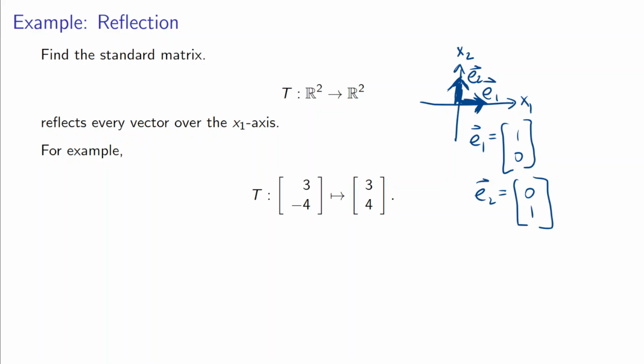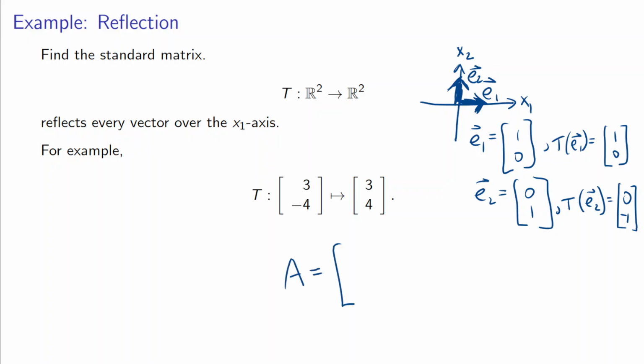So if we think about reflecting each of those over the x1 axis, well, E1 is on the x1 axis, so it's not going to change at all when we reflect it. So T of E1 is just going to equal E1. So that's just 1, 0 again. If we reflect E2 over the x1 axis, that's going to end up being the vector 0, negative 1. So our matrix A in this case is going to be the matrix 1, 0 in the first column, 0, negative 1 in the second column.